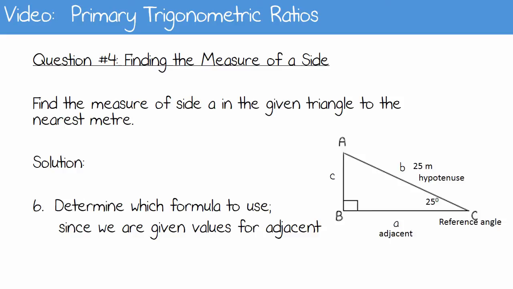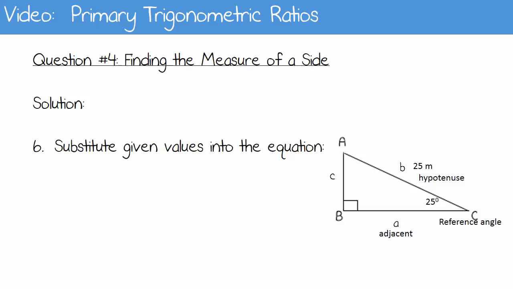Determine which formula to use. Since we are given values for adjacent and hypotenuse, we will use cos theta, which is equal to adjacent divided by hypotenuse. Now you will substitute the given values into the equation. Cos theta is adjacent over hypotenuse, so the cos of 25 degrees is equal to a divided by 25.